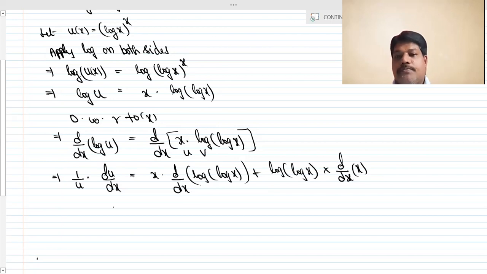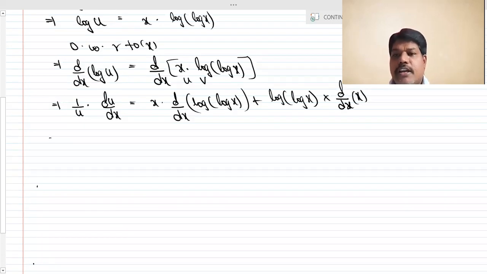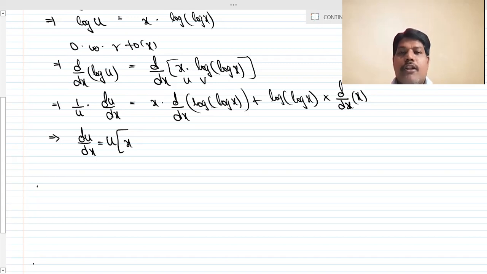So take this u to that side. So du by dx is equal to u into the x derivative of log f of x. See this one, students, the derivative of log f of x is 1 by f of x. So what we will do is log of log x. Here f of x is log x.